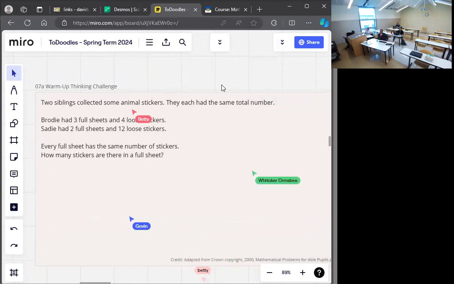There are two siblings that have animal stickers, and they each have the same total number of stickers. One of them has 3 full sheets, but we don't know how much is on a full sheet of stickers, and then 4 loose stickers beside that. The other sibling has 2 full sheets and 12 loose stickers. So how many stickers are there in a full sheet if that's always the same? How would you go about doing this?